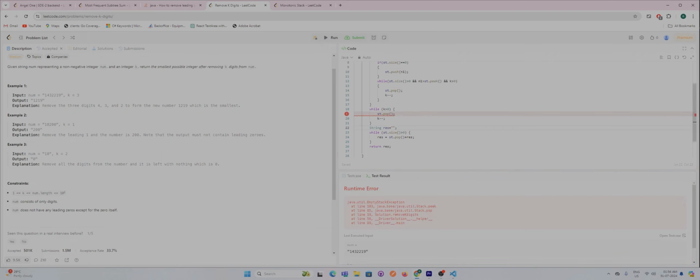Runtime error. Okay, while k greater than 0, st.size is greater than 0, because if k is still greater than st.size, what happens is an edge case. See, we will run into edge cases with this problem. First one is wrong. Why is it wrong? My output is getting empty and it requires me 1219.